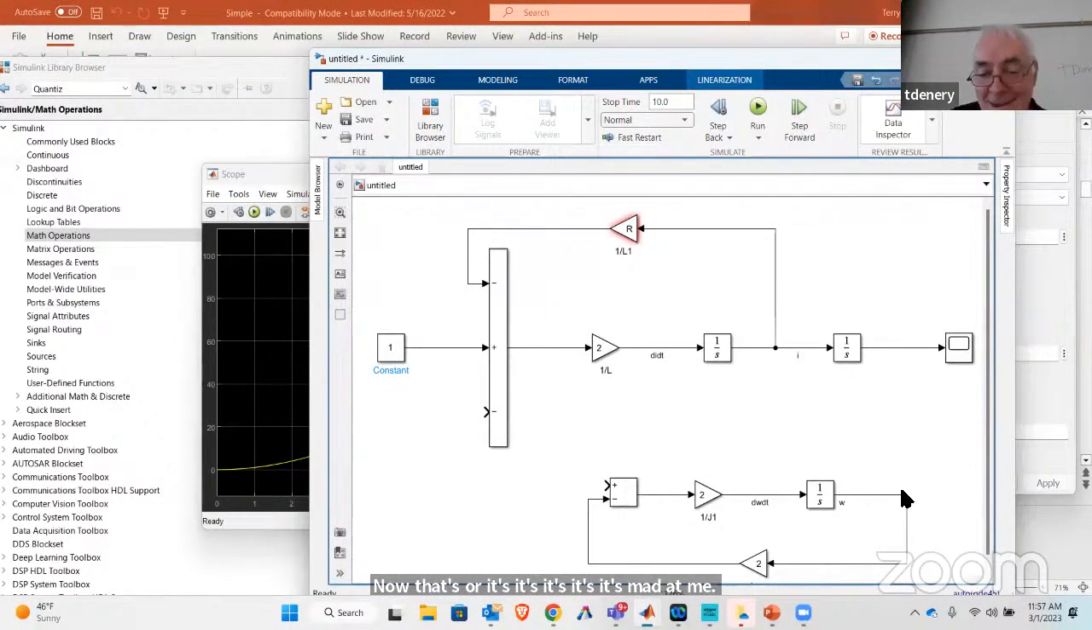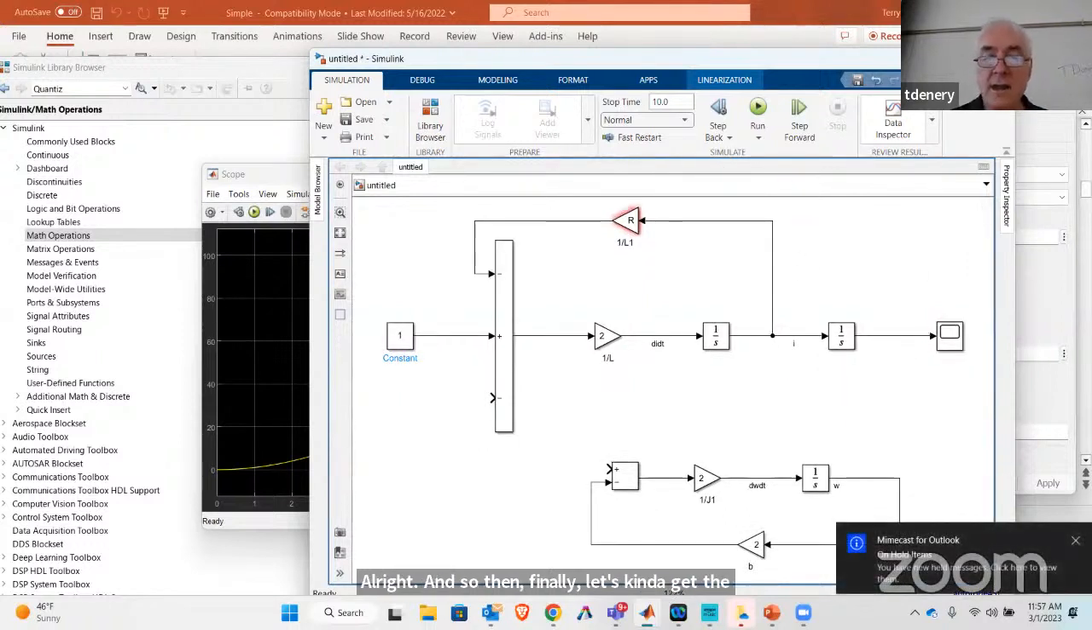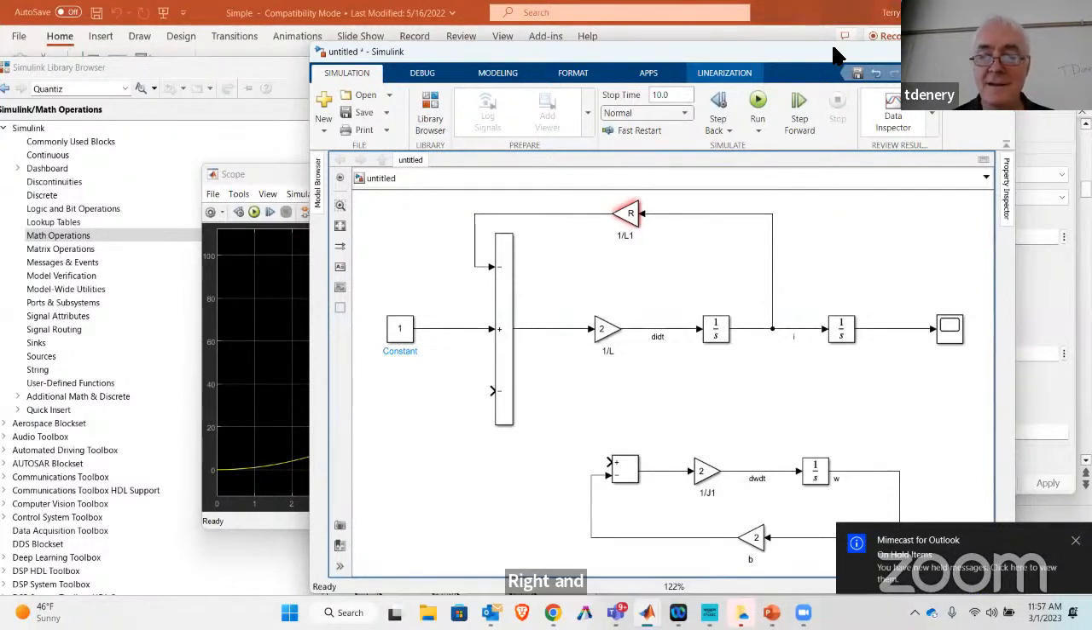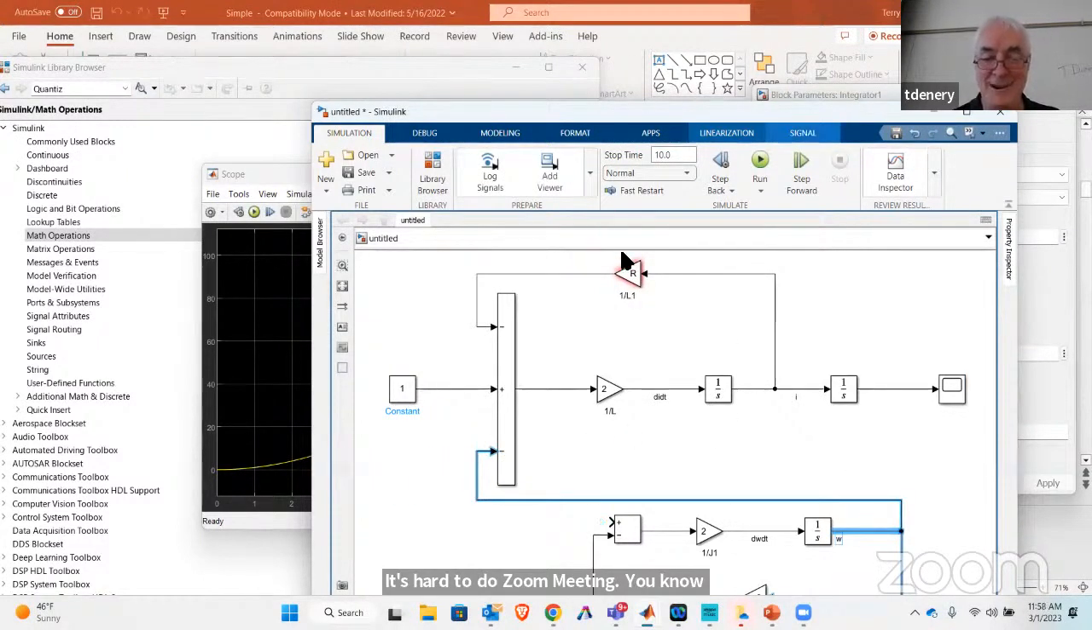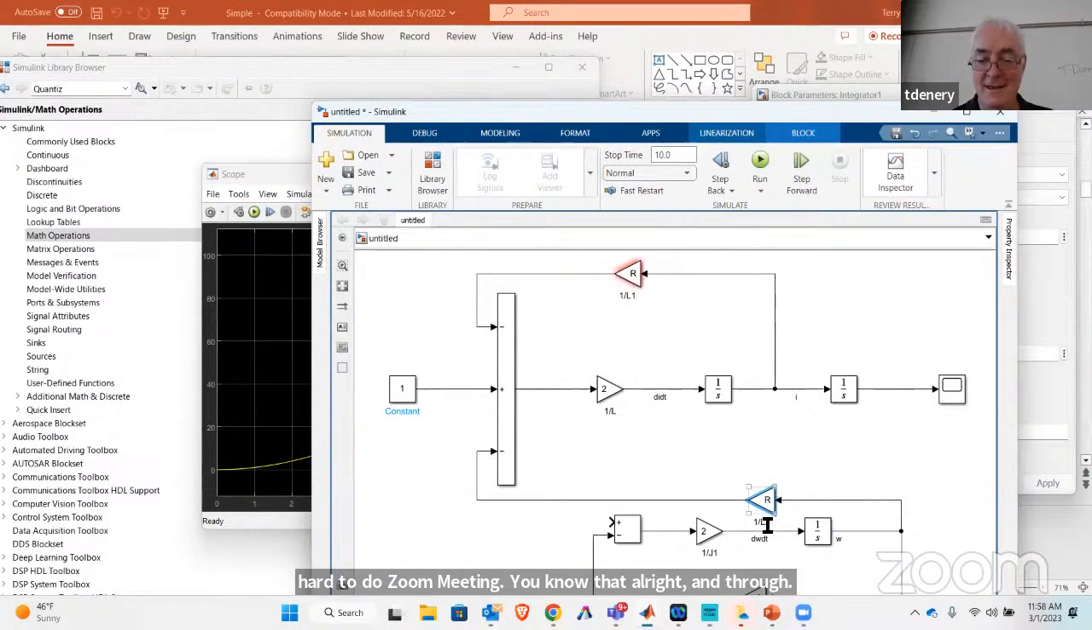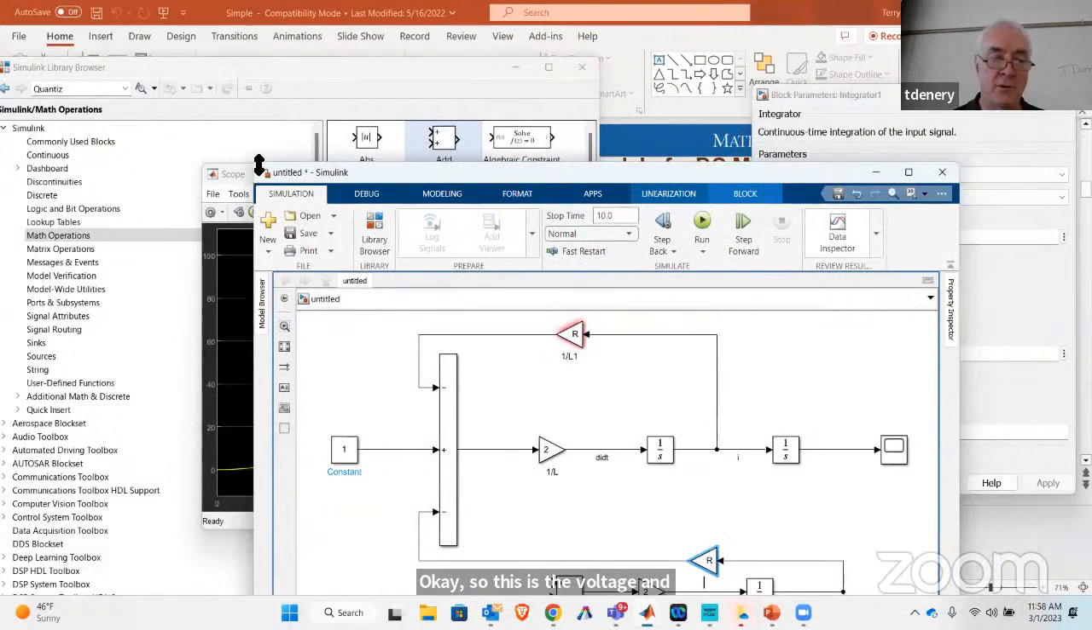All right, and so then finally, let's kind of get the mechanics and the electrical connected. All right, and it's hard to do Zoom meetings, you know that? All right, and so we're going to bring that in. All right, and what's our constant? Okay, so this is the back EMF voltage. And I think maybe I can make this smaller and then we'll get it unblocked by these various screens that are in the way.